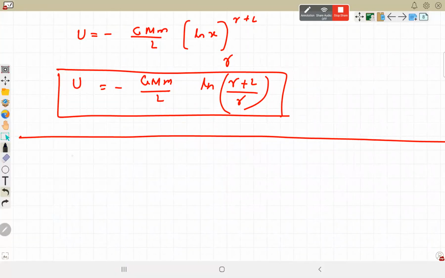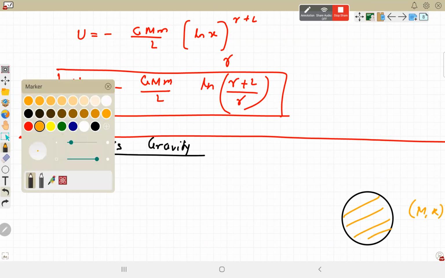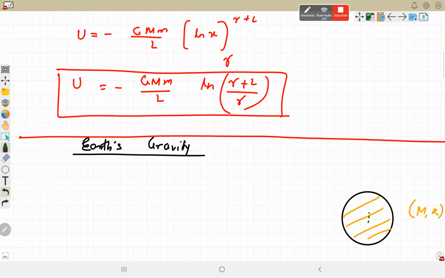Next is the Earth's gravity. The gravitational force due to Earth is defined as gravity. So it will be the case of a big solid sphere of mass capital M. All those formulas we applied for a solid sphere can be applied for the Earth, assuming it to be a solid sphere of uniform density.